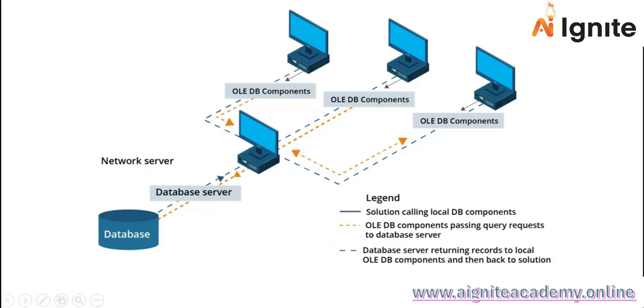So we can see that there are three client components, or in other words, they are just client systems or the user systems. So we have just shown three over here, but there can actually be n number of systems accessing the database at the same time.